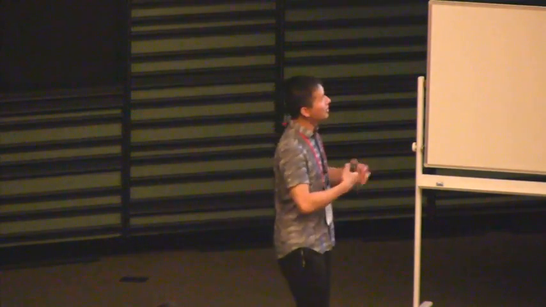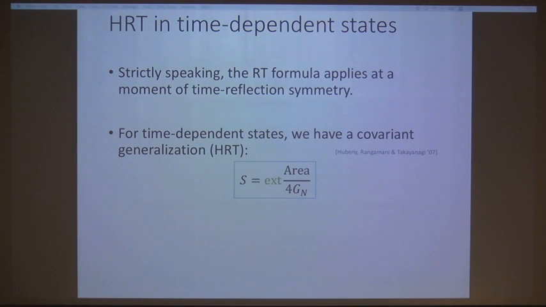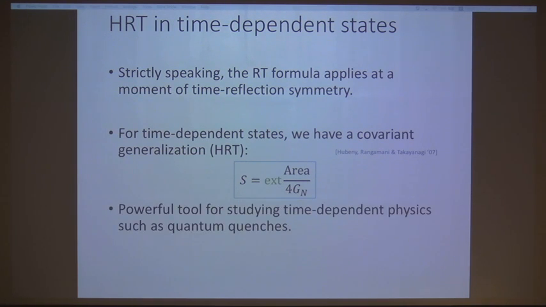So in the most general case, we have a time-dependent state. We then need to use this covariant generalization of RT, usually called HRT, where we simply replace the minimal surface with an extremal surface in the spacetime. This is a powerful tool for studying time-dependent physics, such as quantum quenches. And there are many things that have been done since using this prescription.